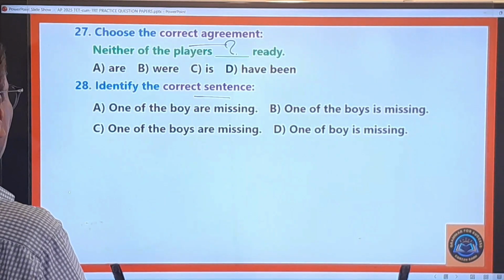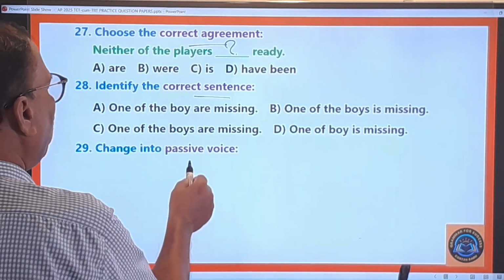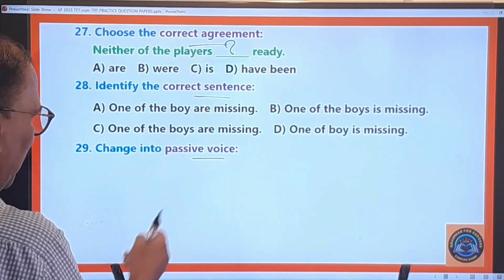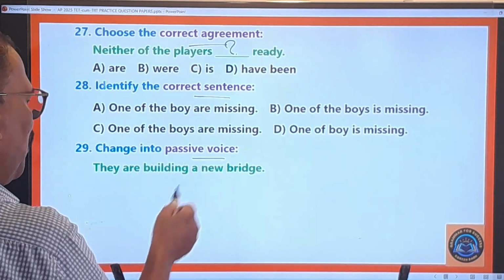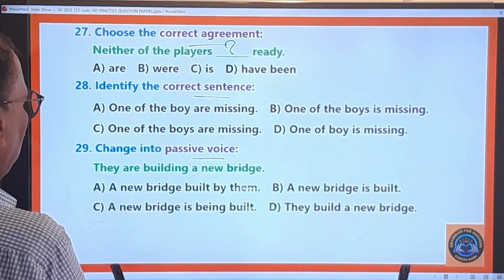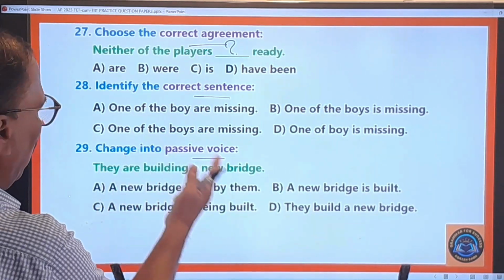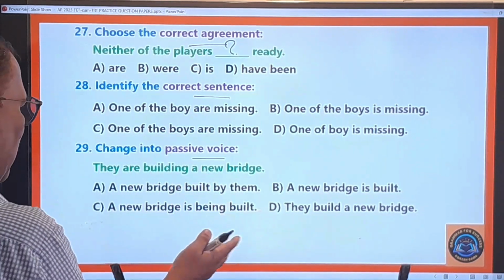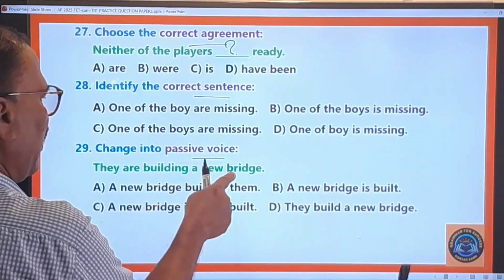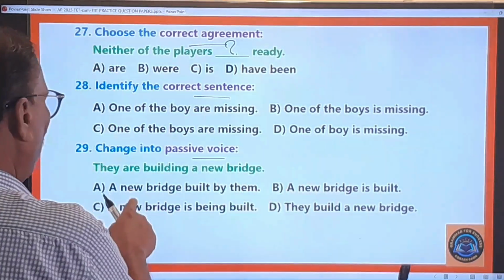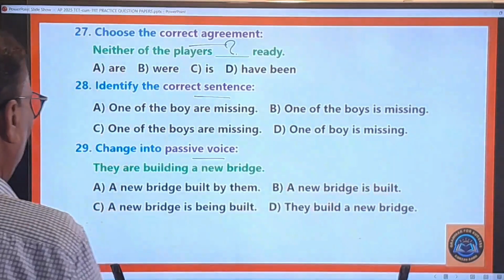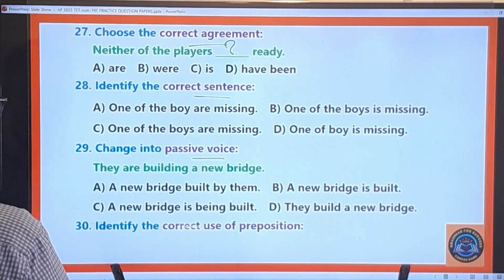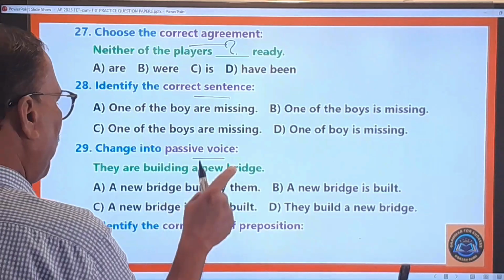You go to the 29th question, change into passive voice. Some sentence is given here, you have to change it into passive voice. They are building a new bridge. Very simple active voice sentence is given. Now you can change this active voice into passive voice. A new bridge built by them, a new bridge is built, a new bridge is being built, they build a new bridge. Okay, and you go to the 30th question, identify the correct use of preposition.